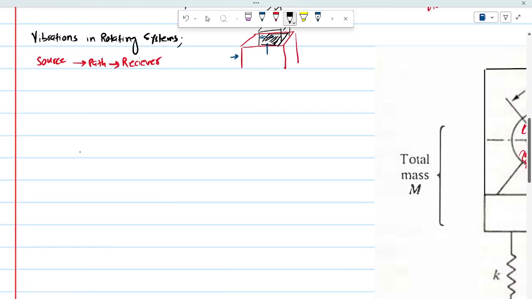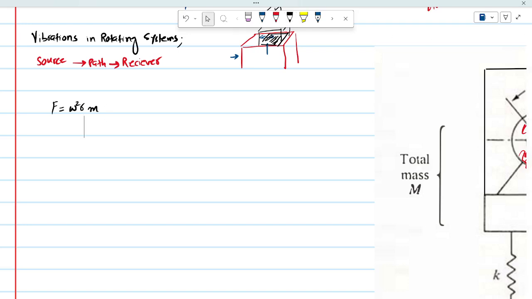So we know the force that is causing that vibration is because of the centripetal force, which equals omega square r, that's the centripetal acceleration, times the mass.